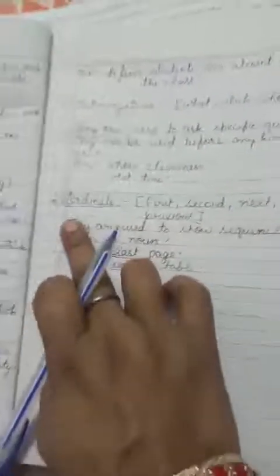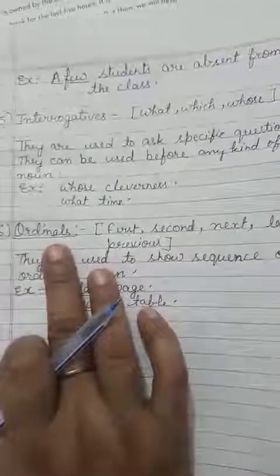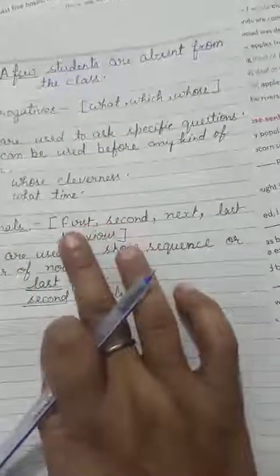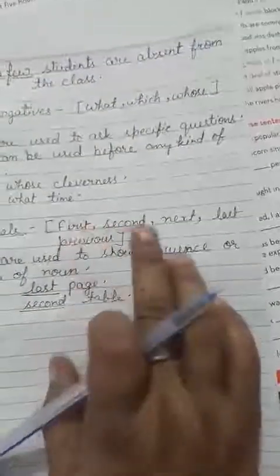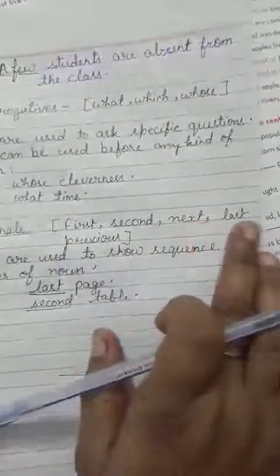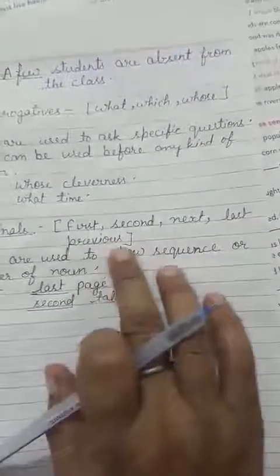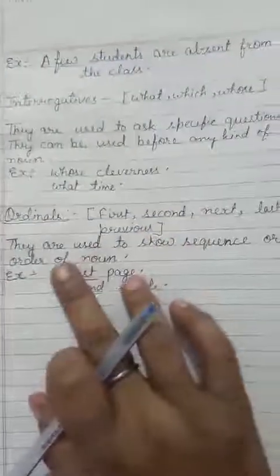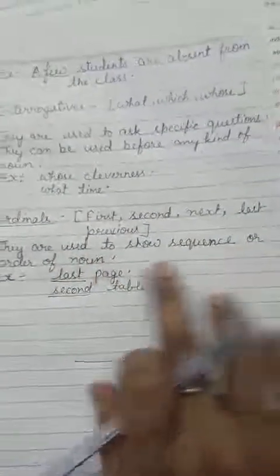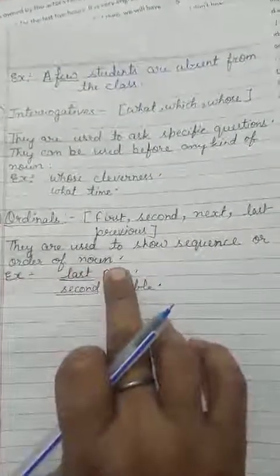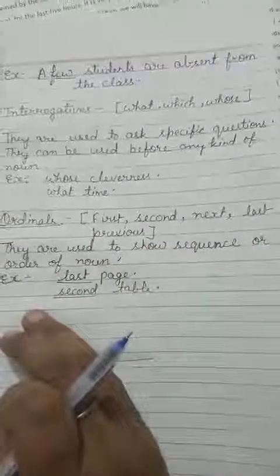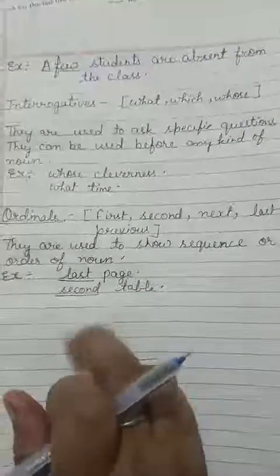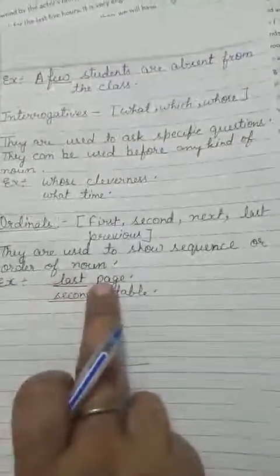Now you come to the last determiner, that is ordinals. Ordinals are first, second, next, last, previous. They will not show you the number. They refer to the sequence or order of the noun, meaning in which order the noun is coming.